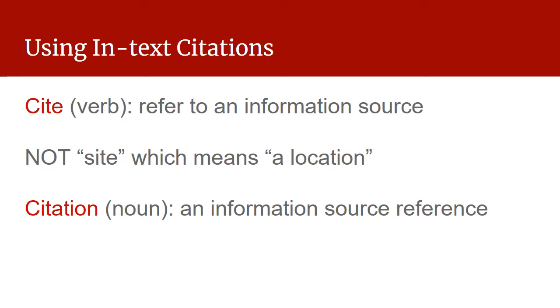Beware, this word sounds the exact same, but it has a different spelling than another word, site. That kind of site means a location. So we're not talking about the S-I-T-E site, we're talking about the letter C cite. The noun form is citation, and a citation is an information source reference. So it's something that usually exists in a speech or a paper that has made reference to some source.